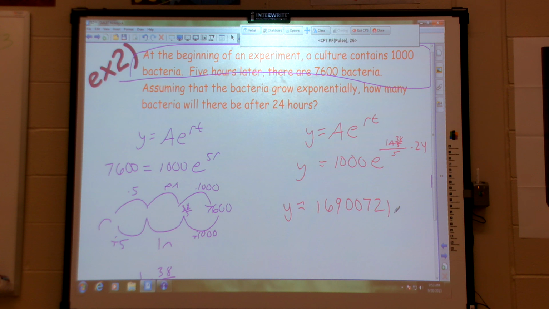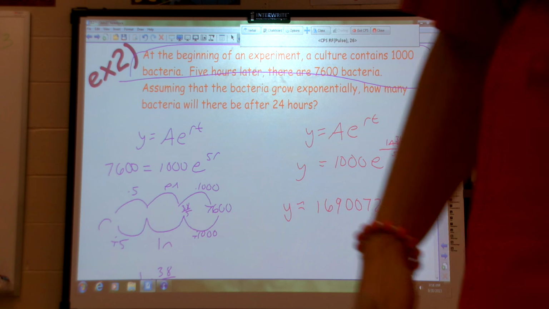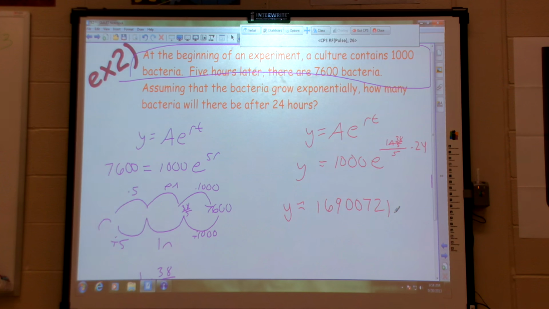Now, bacteria are living things, correct? So you cannot have a fraction of a living thing, correct? That's because you put that 5 inside the log. So you have 38 over 5 over 5 in the log. I put a 5 in. It's not, because you multiply by 24.